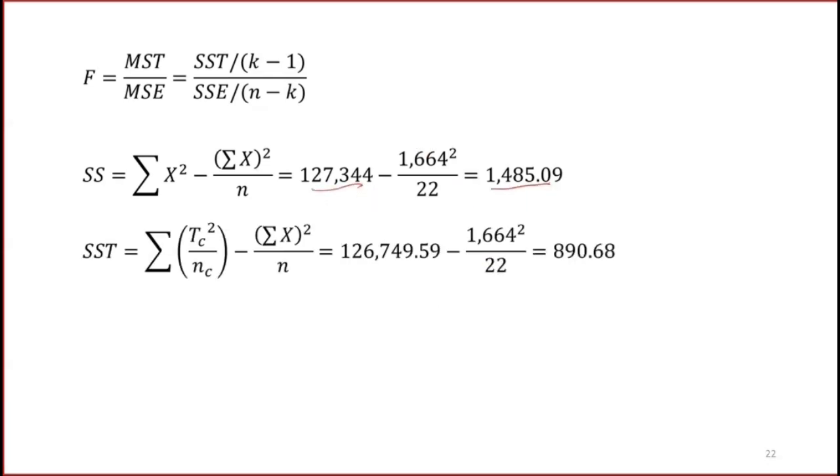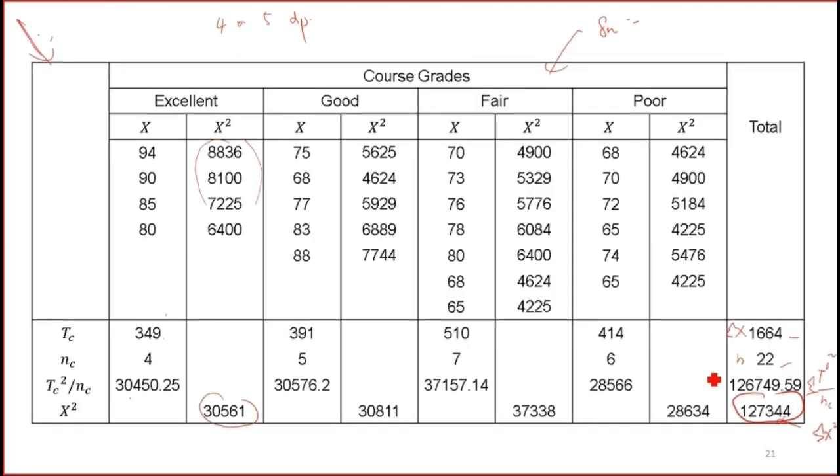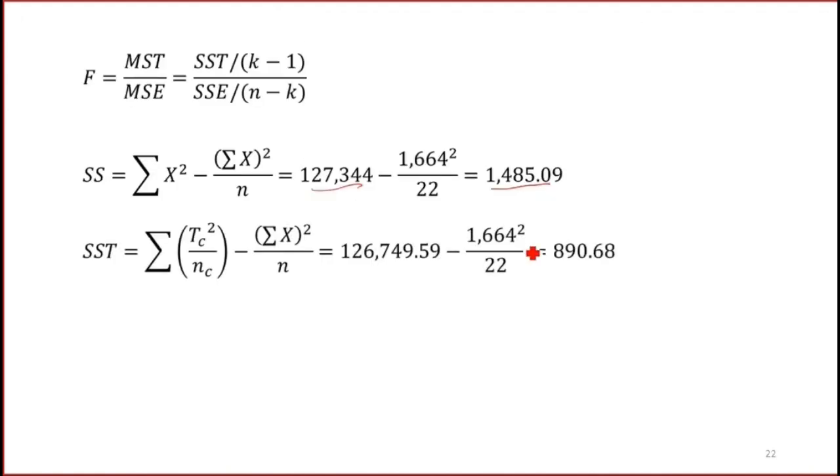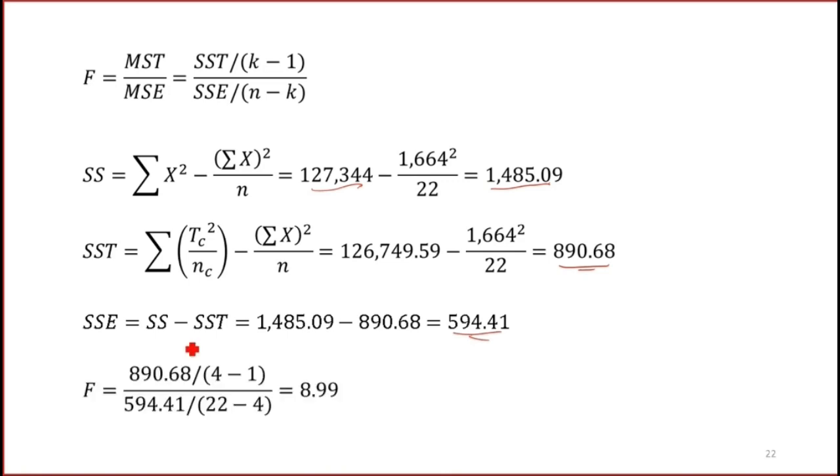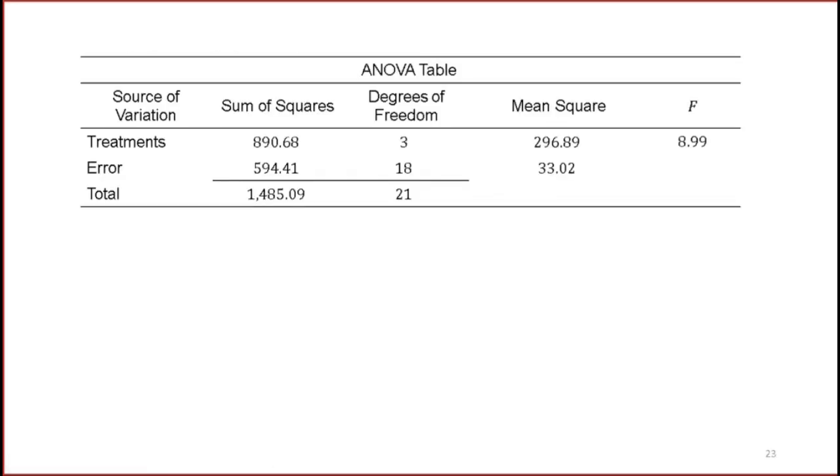It is the same for the sum of squares for treatments. The total value of TC power of 2 divided by NC is this one. Just pick this value, and then minus this one, so you get the answer. Then you can find the sum of squares error: SS minus SST. This is your answer. And the last one, you can find the F statistic, 8.99. Then you can compare with the F critical.